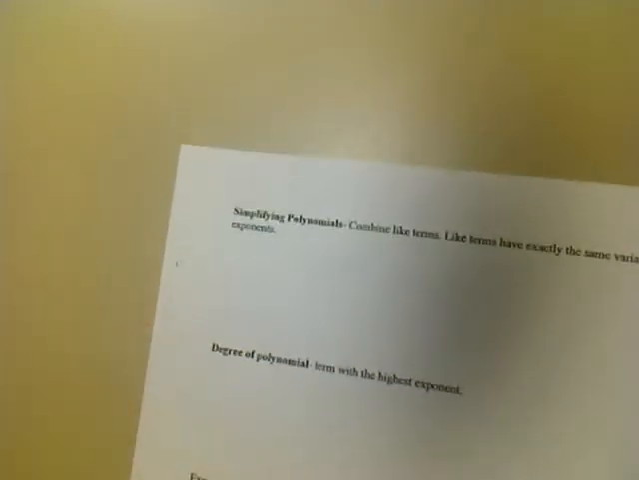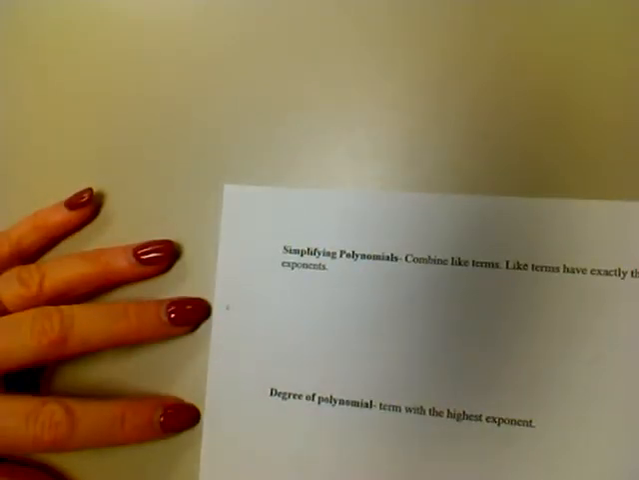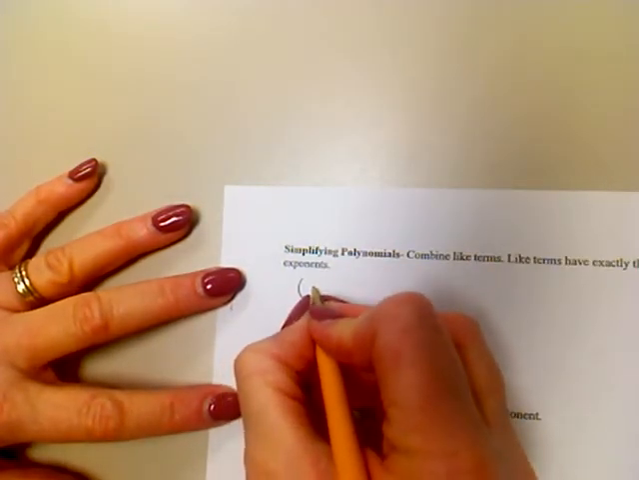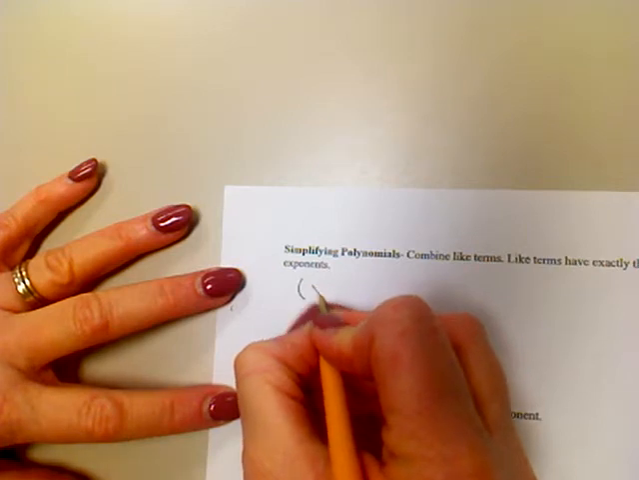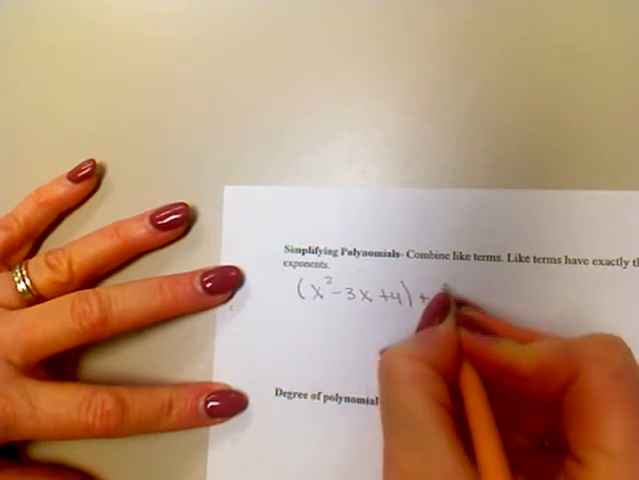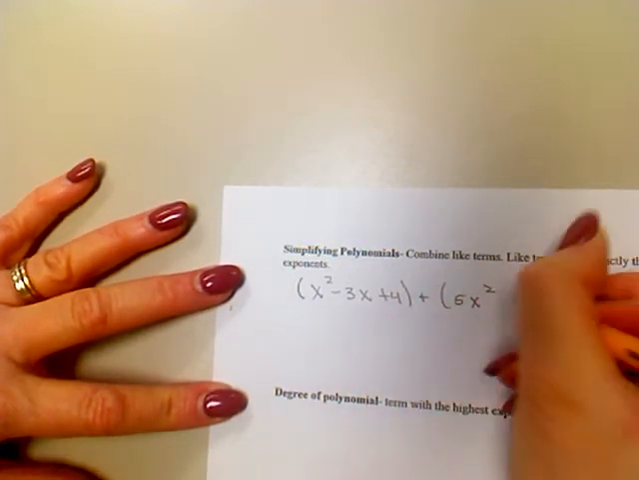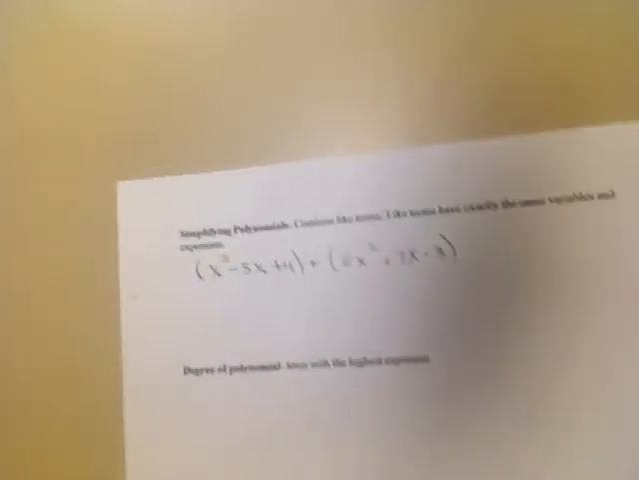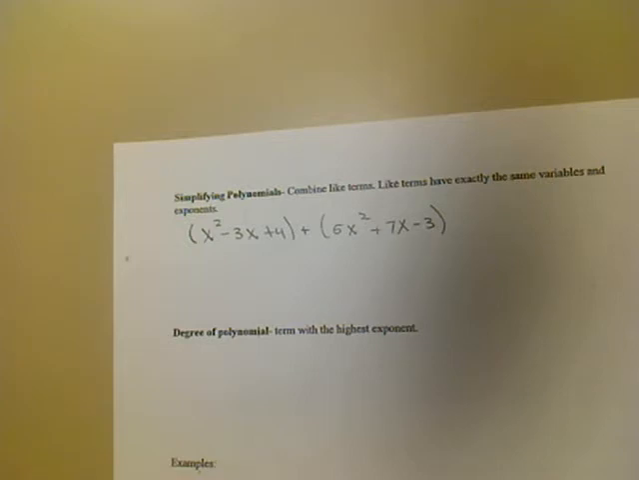Now, simplifying polynomials. When we go to simplify a polynomial, I'm going to do a couple of examples because this is the one thing I needed to add. If I give you this polynomial, it'll be x squared minus 3x plus 4 plus 5x squared plus 7x minus 3. Okay, so this is a polynomial, and I need to simplify it.